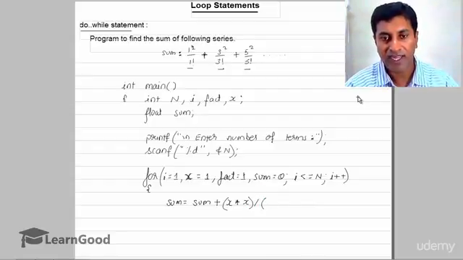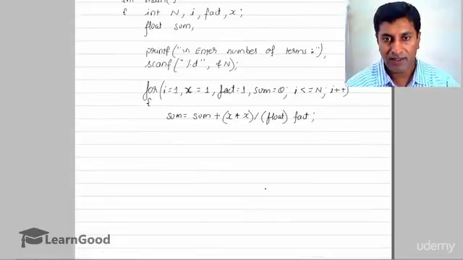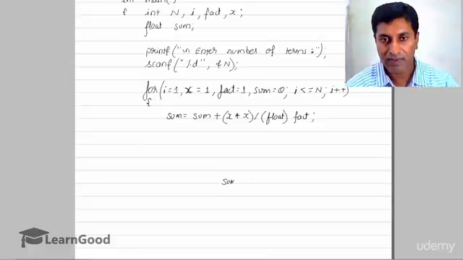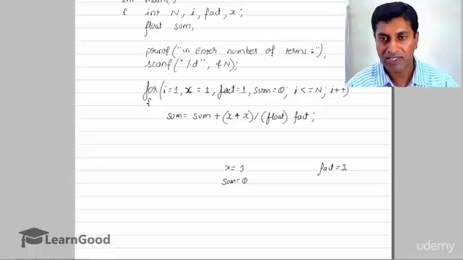But we have to convert any 1 to a float. So we'll convert the factorial value to a float. Fine. So what happens now here is the sum value was 0. Sum has been initialized to 0, and x has been initialized to 1 the first time, and the factorial value is also initialized to 1.